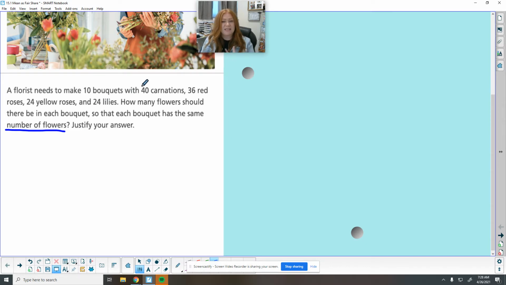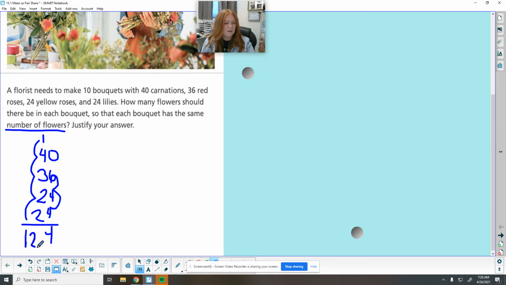So I'm going to start and see how many flowers I have all together. So I have 40, 36, 24, and 24. So here's 10 plus 4 is 14. And here's 5, 6, 7, 8, 9, 10, 11, 12. So altogether, I have 124 flowers. So I know I need to cut those into 10 equal groups.